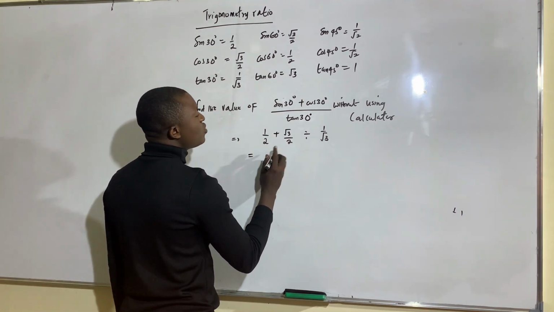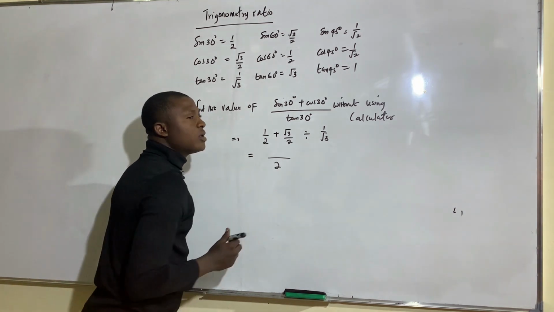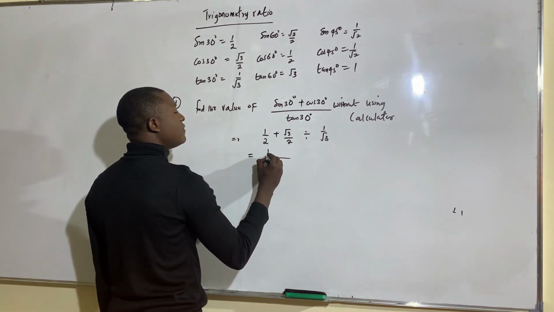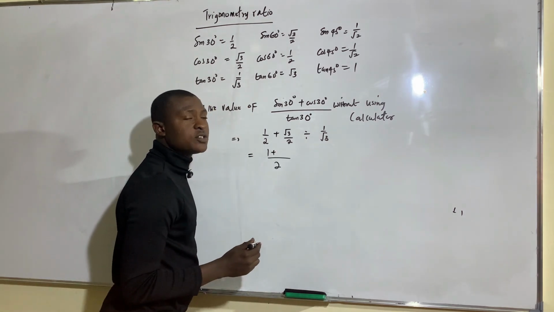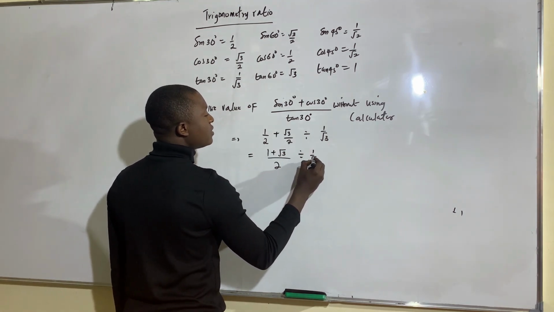The LCM of 2 and 2, of course, is 2. So how many 2s can we get in 2? That one is going to be 1. 1 times 1, and we have 1. 2 in 2, and we have 1 as well. 1 times root 3, we are going to have root 3, divided by 1/root 3.